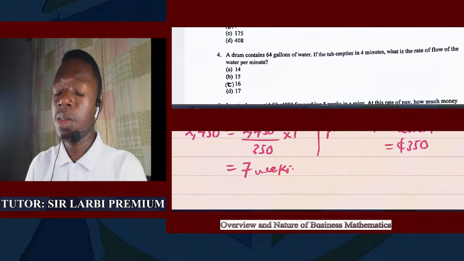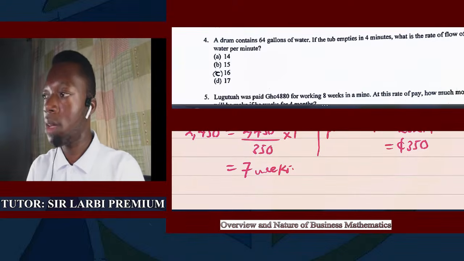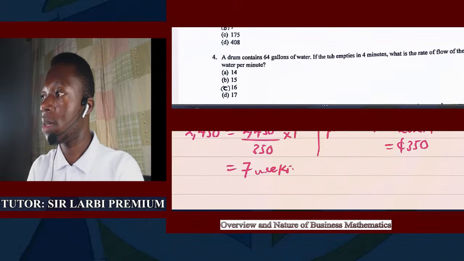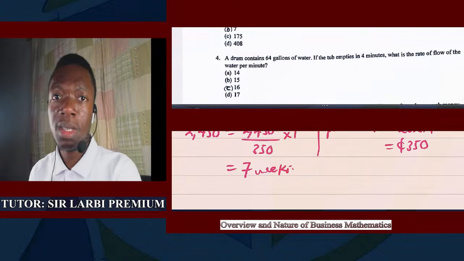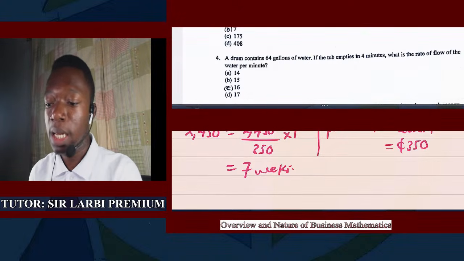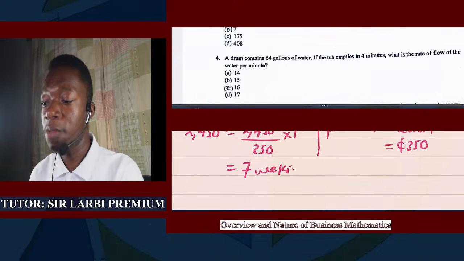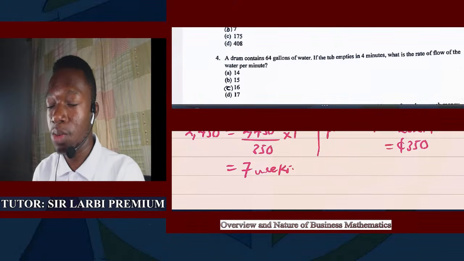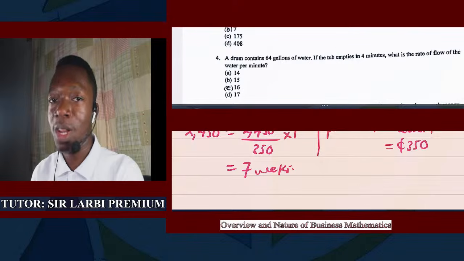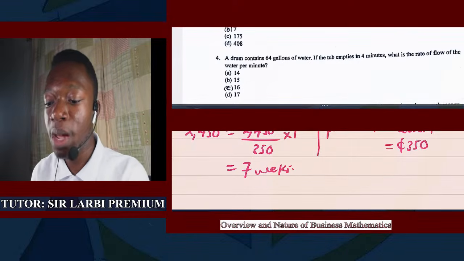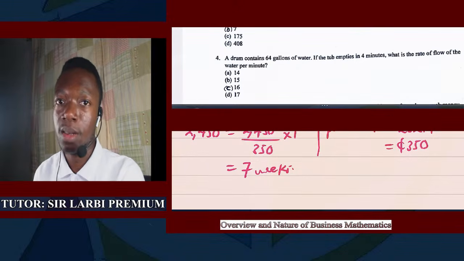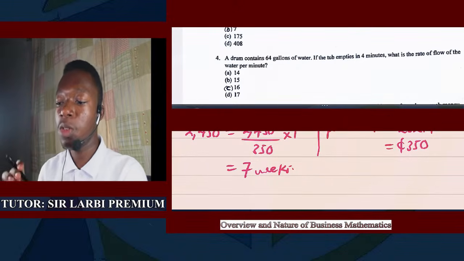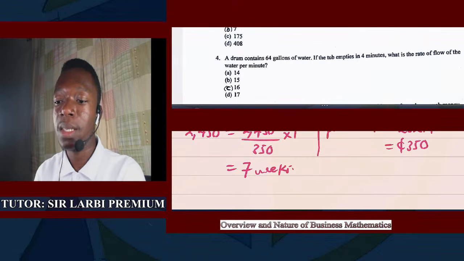Okay. All right. So question 4. It goes like this. It says a drum contains 64 gallons of water. If the tube empties in 4 minutes, now we are bringing the rate in. What is the rate of flow of the water per minute? He said a drum contains 64 gallons of water. Then he's saying that if the tube empties in 4 minutes, what is happening here?